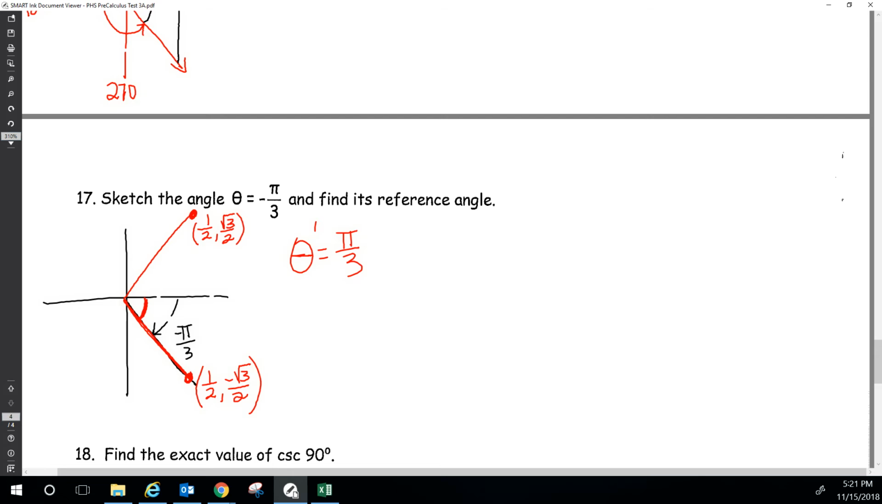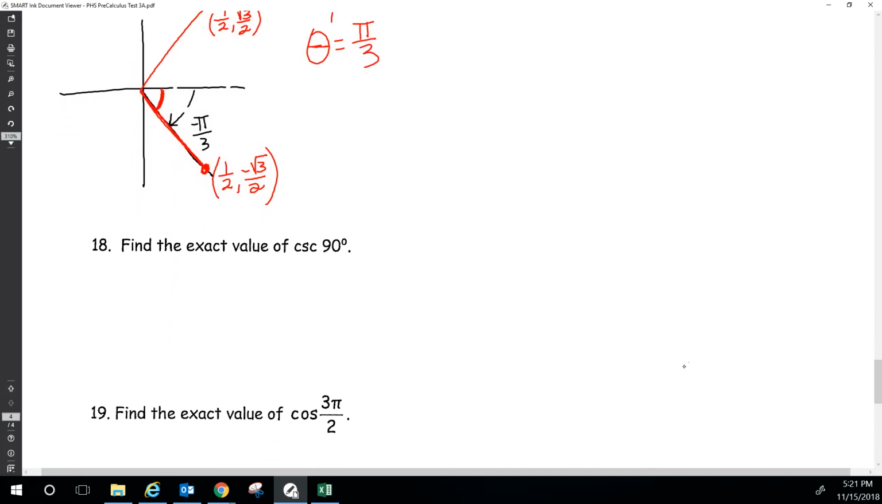So basically, for the reference angle you draw your regular angle, which was this one, and then you ask yourself, what's the positive angle from that line to the x-axis? Hopefully that makes sense. If you still have questions, please come find me. You do have a question on your test over that.